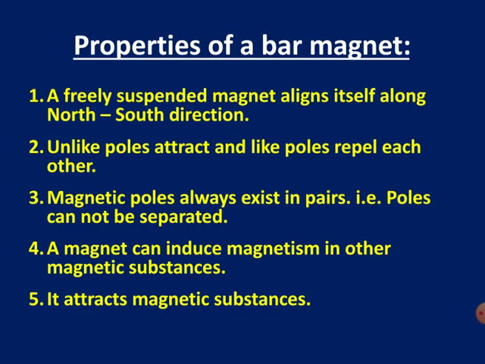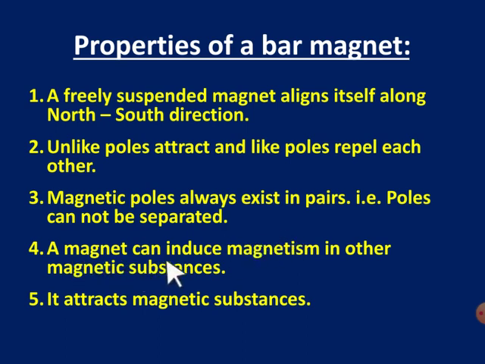So first let's learn the properties of a bar magnet. A bar magnet has two poles, north pole and south pole. A freely suspended magnet aligns itself along north-south direction. Unlike poles attract and like poles repel each other. Magnetic poles always exist in pairs, that is, poles cannot be separated, or you can say that a monopole never exists.